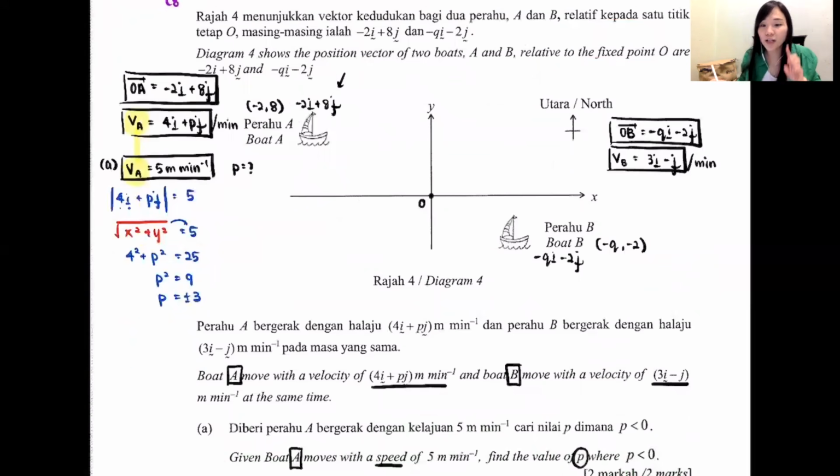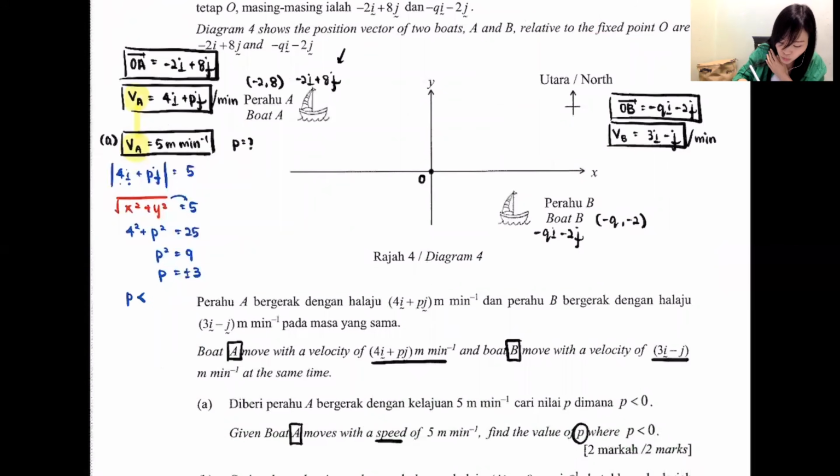So guys, I got 2 answers, but look carefully. They say P smaller than 0. P smaller than 0, isn't it my P should be a negative number? Oh, so my P should be negative 3. So guys, I got this. I update here, negative 3.